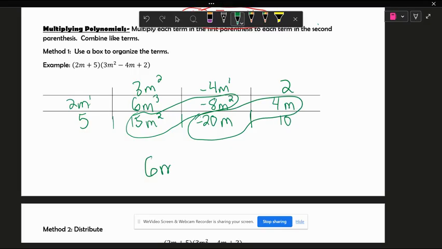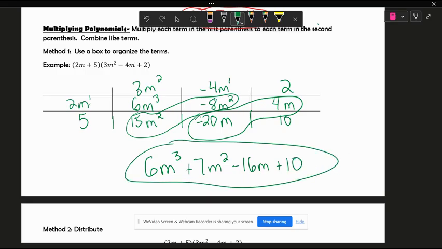So our solution is 6m cubed. We only have one m cubed. 15m squared and 8m squared is a positive 7m squared. Negative 20m and 4m is a negative 16m. And then we just have the 110 chilling by itself at the end. So when we multiply that out, we get those four things.